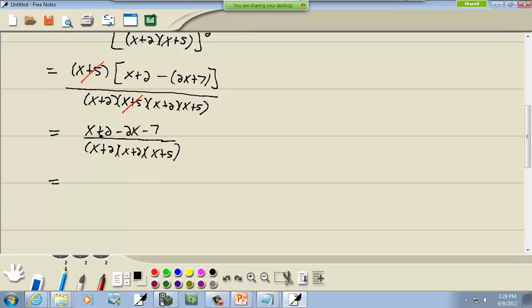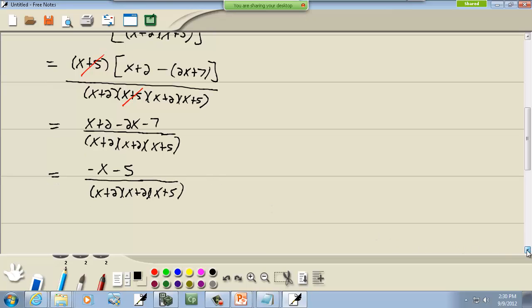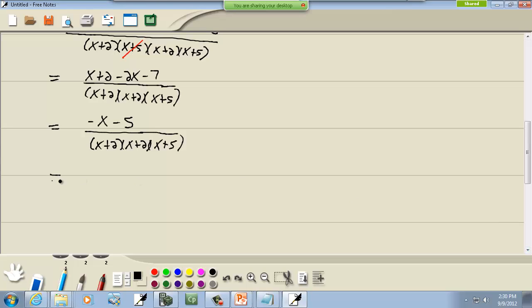Okay, combine together like terms. x minus 2x is negative x. 2 minus 7 is negative 5. And we got x plus 2, x plus 2, x plus 5. Now I can factor out a GCF on the top. They both have a negative 1 in common. And that leaves me an x plus 5 over all this.